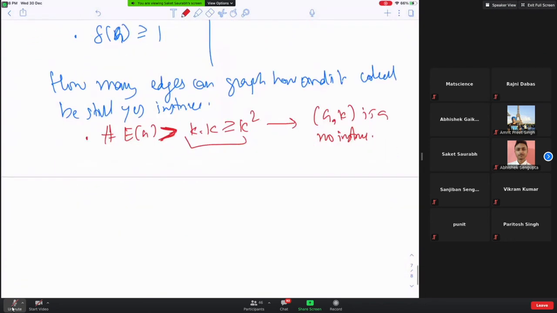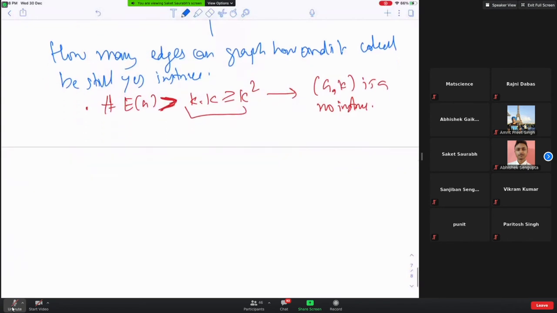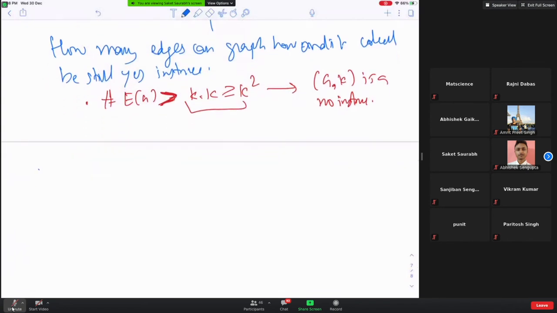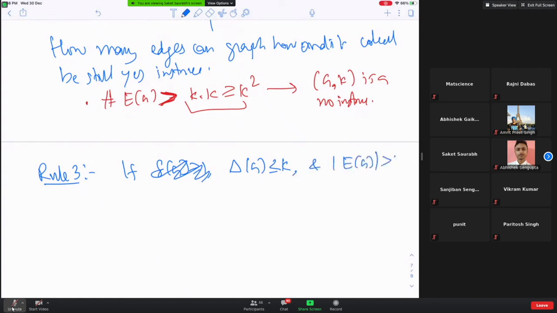Okay, so what do I know now? So this leads to rule 3. If the maximum degree of graph G is at most k and the number of edges is more than k square, say no, right?